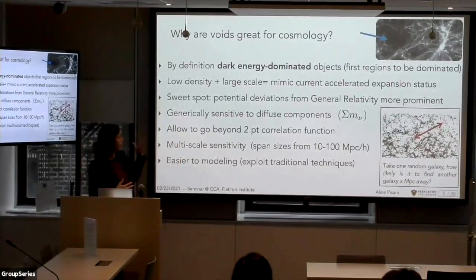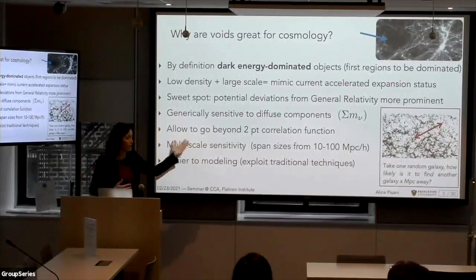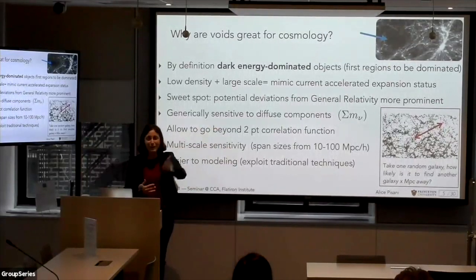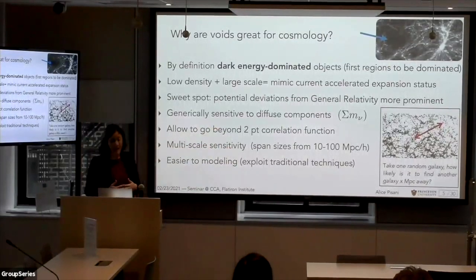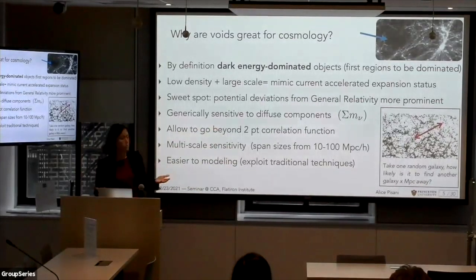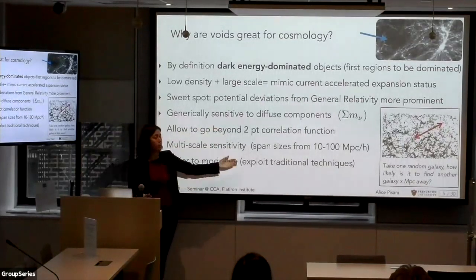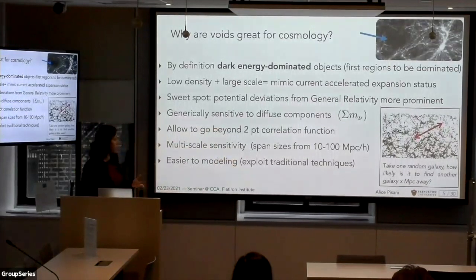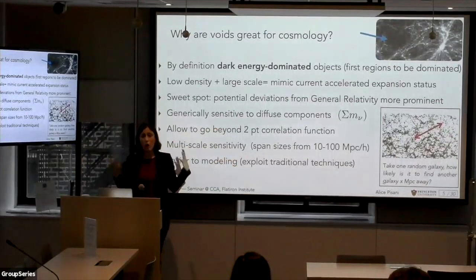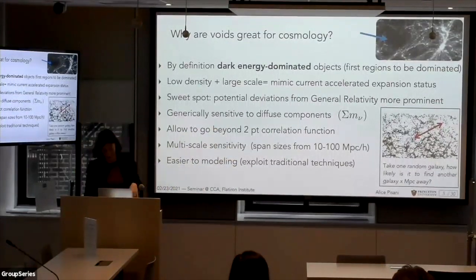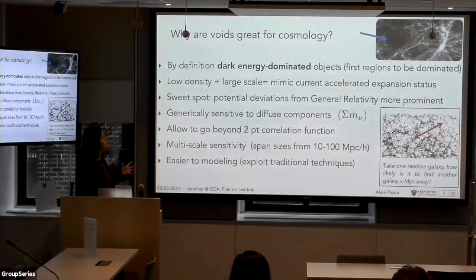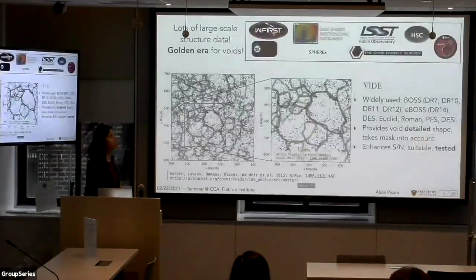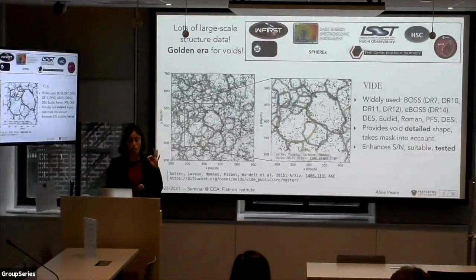Voids also have multi-scale sensitivity because they have sizes that span from 10 to hundreds of megaparsecs. And we can hope that they are easier to model on the one side because we can exploit traditional techniques that we know really well, and on the other side because they are by themselves objects that are easier to model in the sense that their behavior is more linear. So for all these reasons, voids are great objects for cosmology.